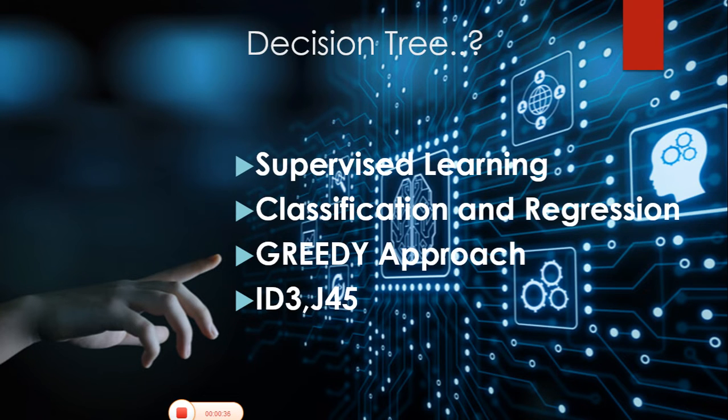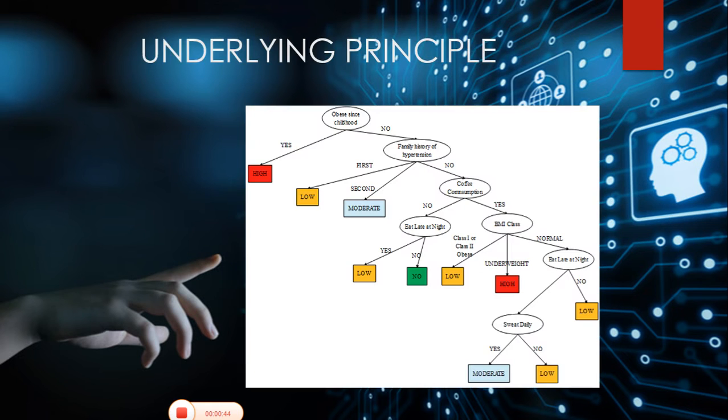And decision tree is the most widely used method for inductive inference. The most popular decision tree algorithms like ID3 and J48 are very popular inductive inference algorithms. And what is the underlying principle of decision tree? The underlying principle of decision tree is very simple. It is the process of dividing the given dataset into different groups by adding the labels for a predictive analysis, which is the underlying principle of decision tree.